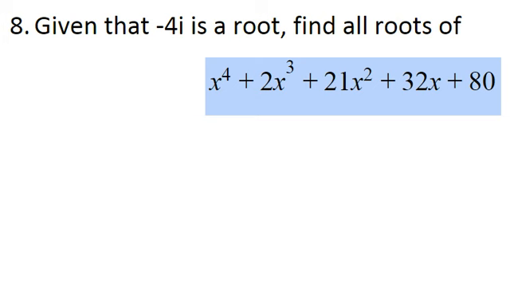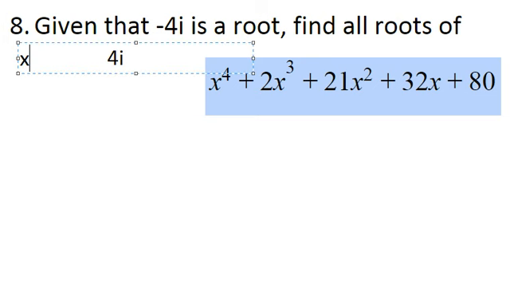Okay, so given that negative 4i is a root, find all roots of this equation. So if negative 4i is a root, we know that its conjugate is a root because imaginary roots always come in pairs. So its conjugate, positive 4i, is also a root. So we know we have x equals negative 4i and x equals positive 4i.